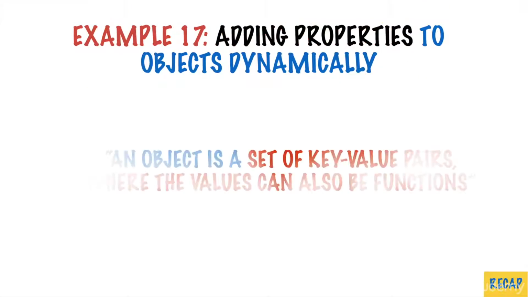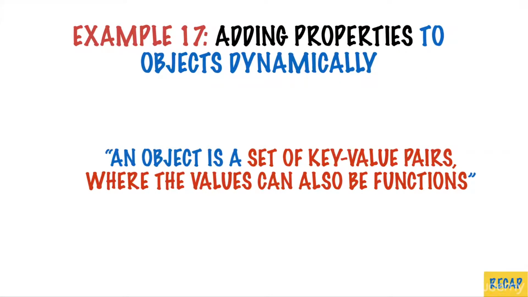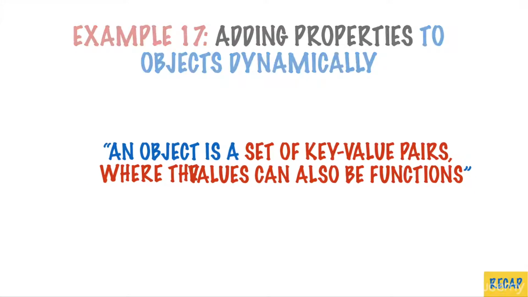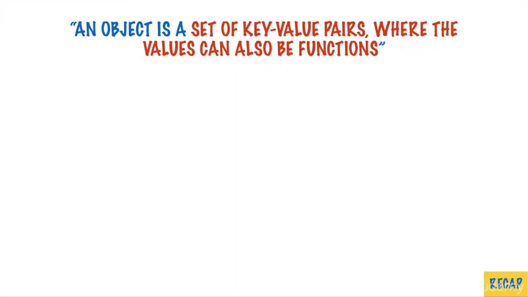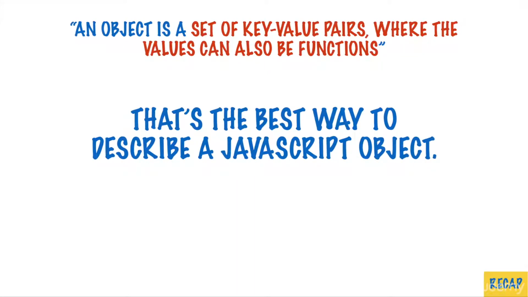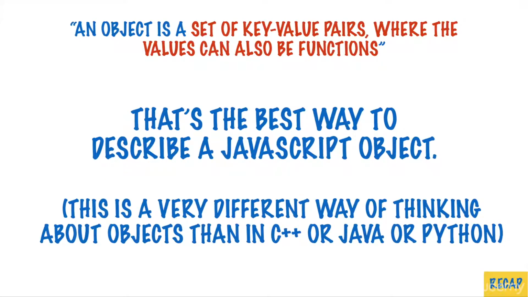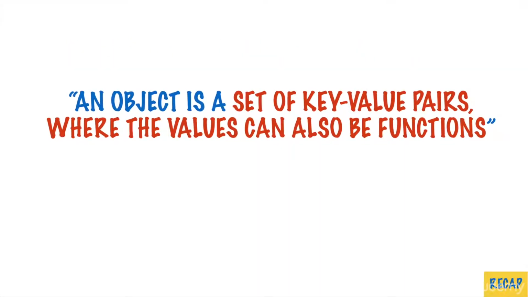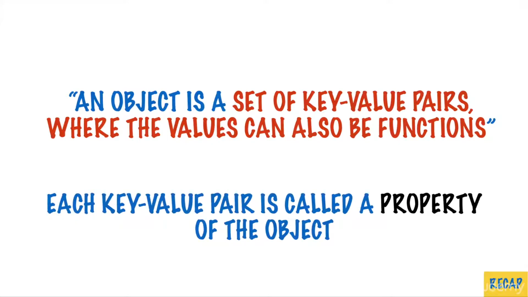A brief recap before we dive into this example. We know that an object is a set of key value pairs where values can also be functions. They don't have to be strings and numbers alone, they can also be functions. This is by far the best way to describe a JavaScript object, and it's a very different way of thinking about objects compared to C++ or Java or even Python for that matter. A set of key value pairs where values can also be functions.